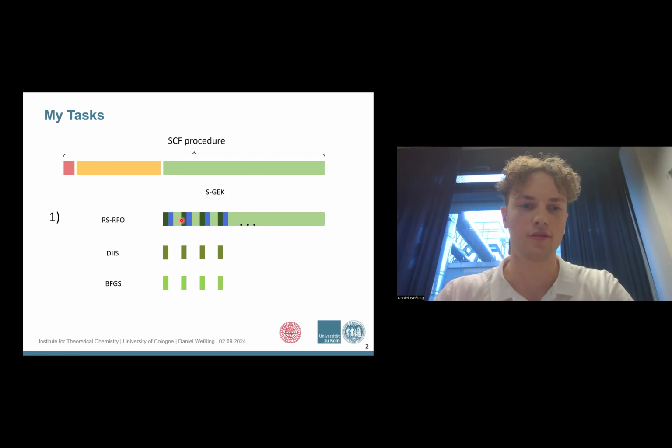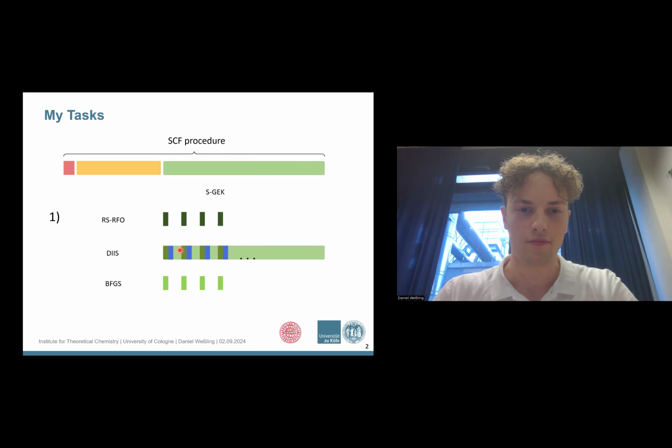And my task was now to switch out RS-RFO for different second order techniques, such as DIIS, which is the most prominent second order optimizer for self-consistent field, and also BFGS, which is a bit more of a general optimization technique. So it's a quasi-Newton method. And the reason for that is that RS-RFO is much more costly than the other two methods here.